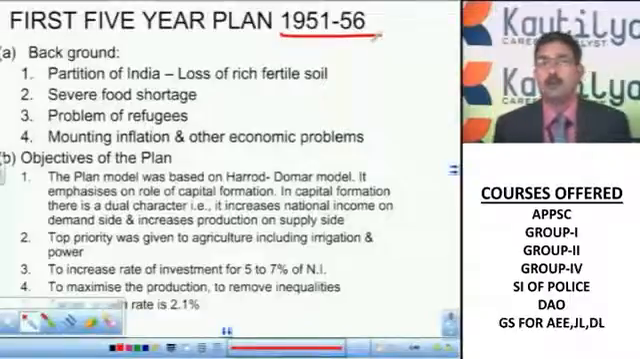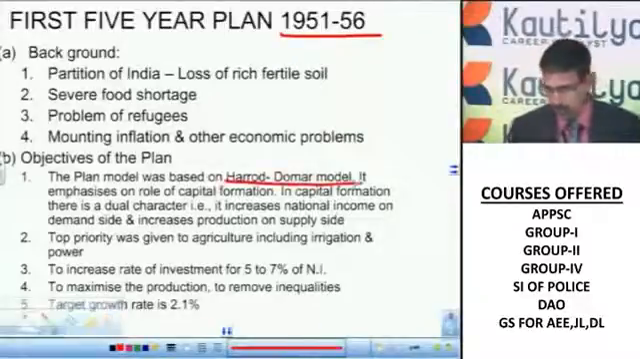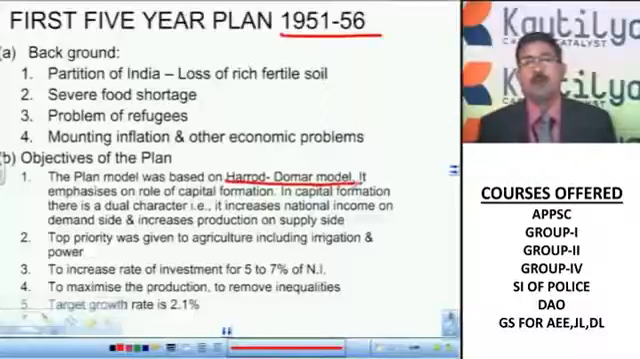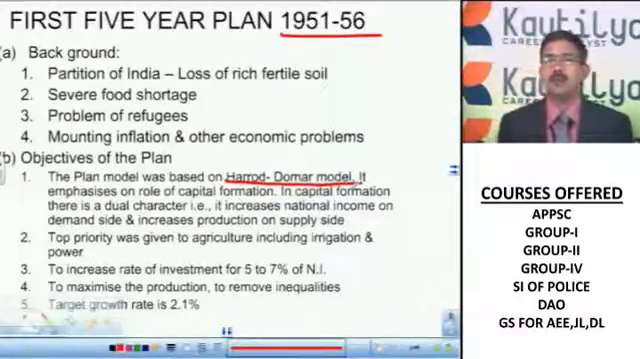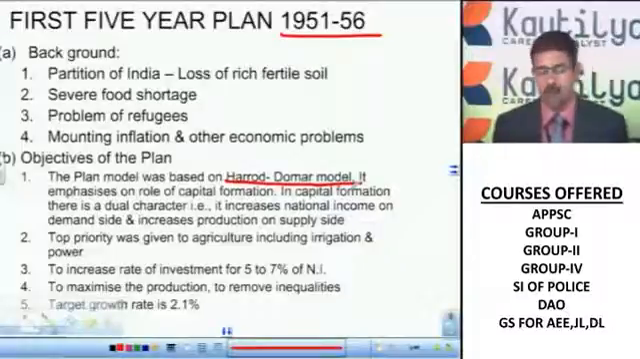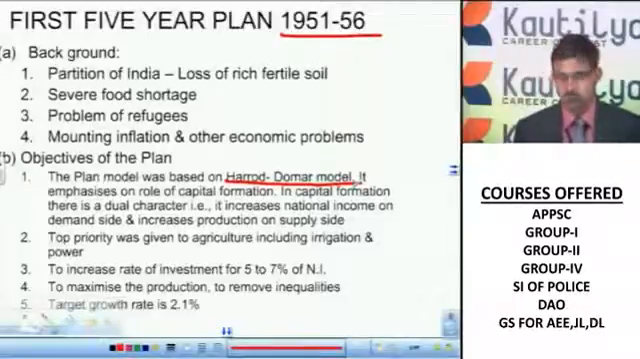Well, in the first 5-year plan, there was no clear-cut strategy. The model was the Harrod-Domar model, which was developed. And when the first 5-year plan was launched, even the National Development Council was not formed. Then we will discuss the plan by plan in a detailed manner.